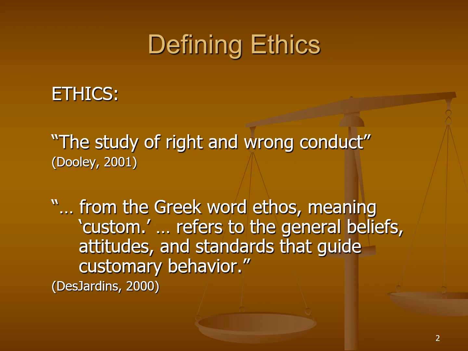The one tough thing about these definitions is that they tend to be a little bit stagnant. They don't discuss what I think is an important component of ethics, and that is the dynamic nature of understanding ethics. So what you see at the bottom definition here, where it says from the Greek word ethos, meaning custom, refers to the general beliefs, attitudes, and standards that guide customary behavior. And I think that's an important nuance that we need to think about whenever we think about ethical research.